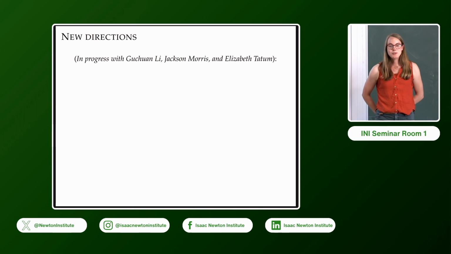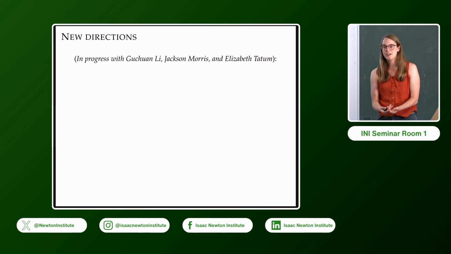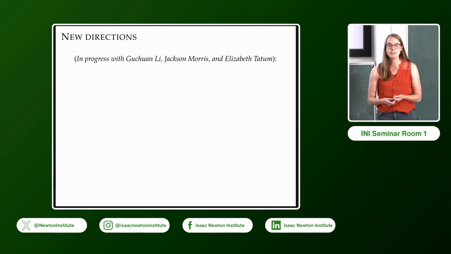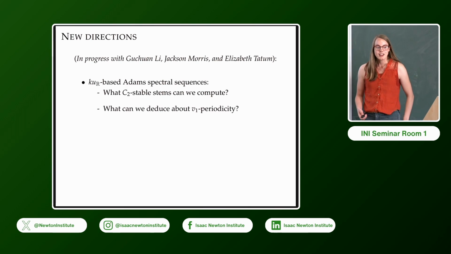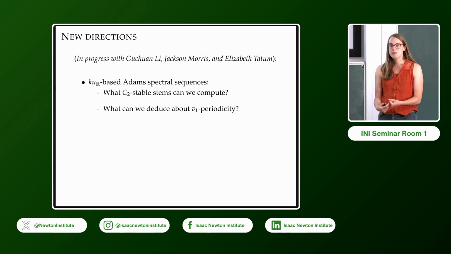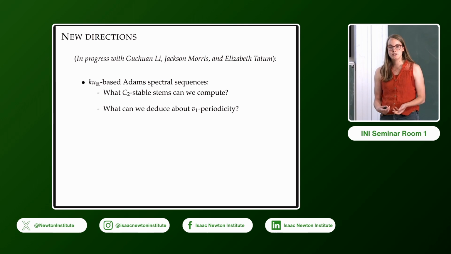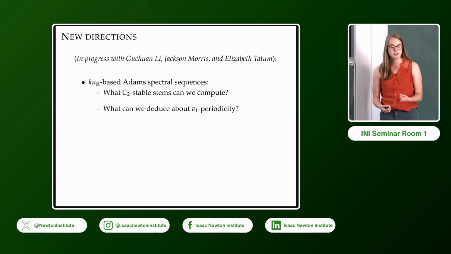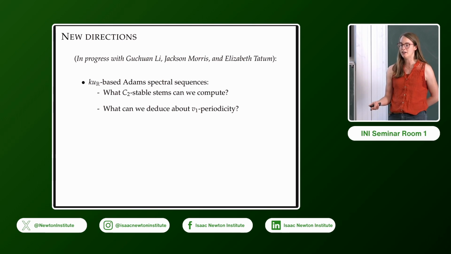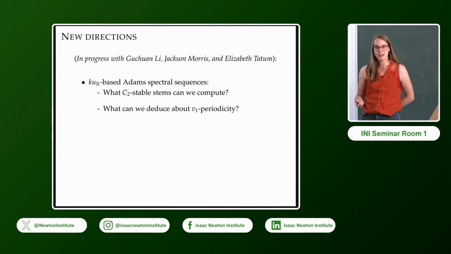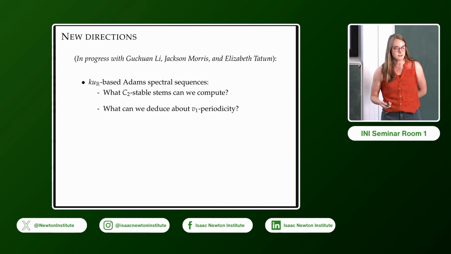So some new directions, given the splitting, that are currently in progress with Guchuan Li, Jackson Morris, who's a student at the University of Washington, and Elizabeth Tatum, are that we're beginning to compute the KUR-based Adams spectral sequence. So we want to do this to investigate what C2 equivariant stable stems we can compute with this sort of tool. What can we say about v1 periodicity? How much does this spectral sequence highlight it? Can we use it to identify v1, the image of J, in the Adams spectral sequence for the sphere?